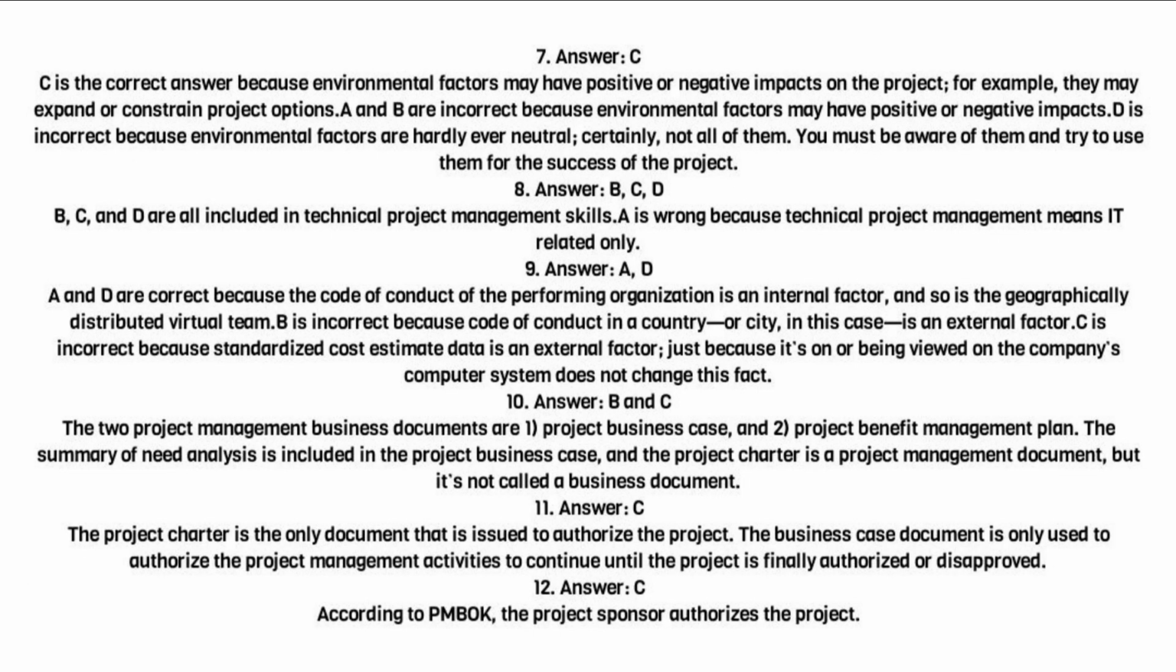7. Answer C. C is the correct answer because environmental factors may have positive or negative impacts on the project. For example, they may expand or constrain project options. A and B are incorrect because environmental factors may have positive or negative impacts. D is incorrect because environmental factors are hardly ever neutral, certainly not all of them. You must be aware of them and try to use them for the success of the project.